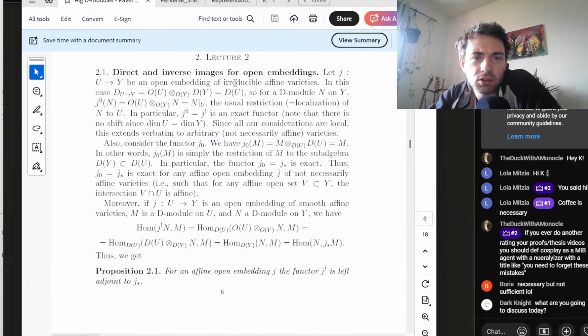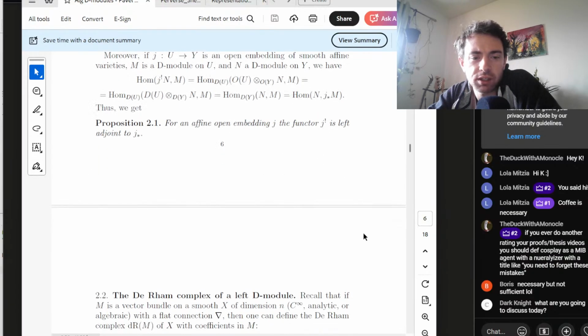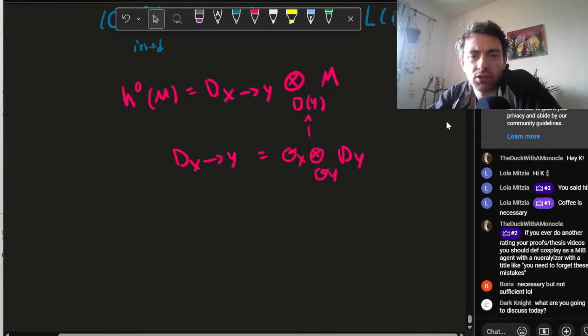For open embeddings, irreducible affine varieties. Yeah, I think that's true. So the pullback just becomes the usual restriction. And the usual restriction is exact. So I guess all the derived phenomenon disappears and we get lucky. I think that's what this is saying.